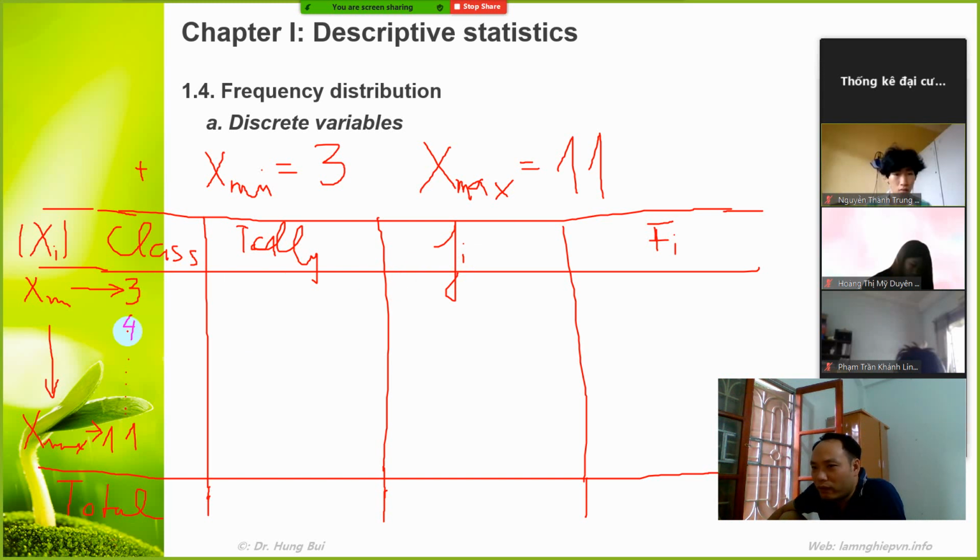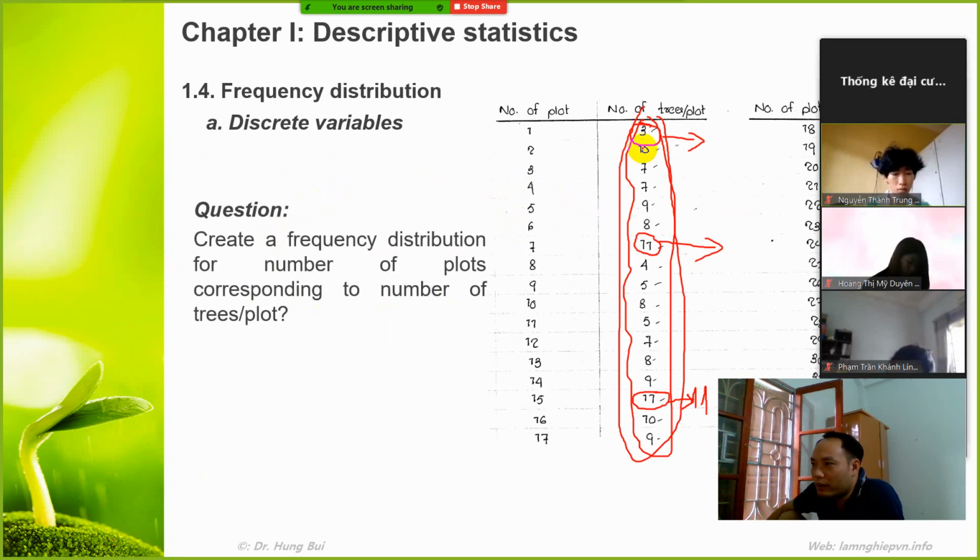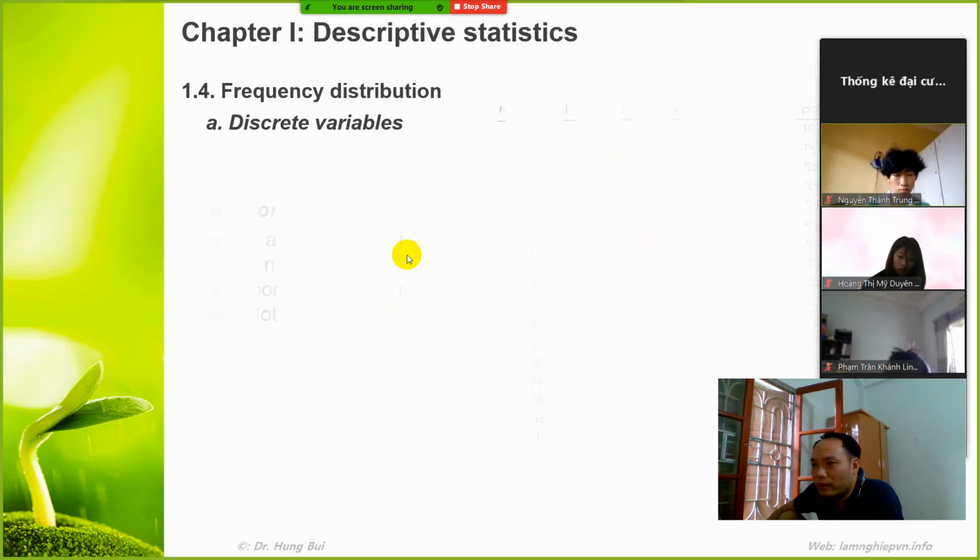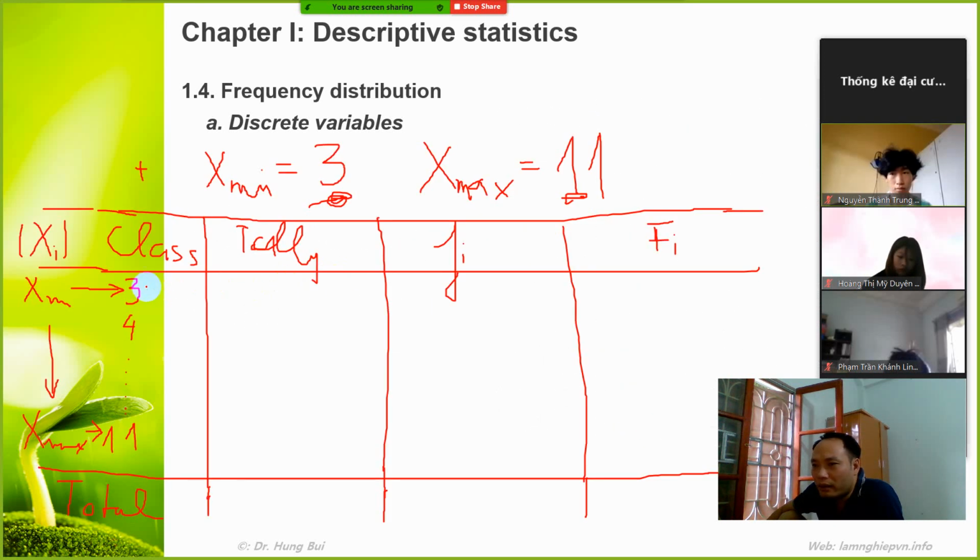So say something. Just write 3, 4, 5, 6, 7 from the minimum to the maximum. Okay, and then we can start the tally. The first plot we got 3 trees, so we will take one tick here, 3. So we take one tick, one stick like that.